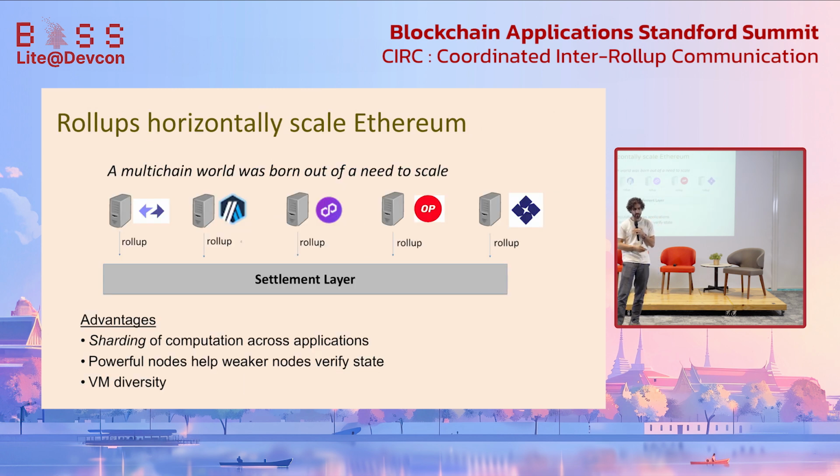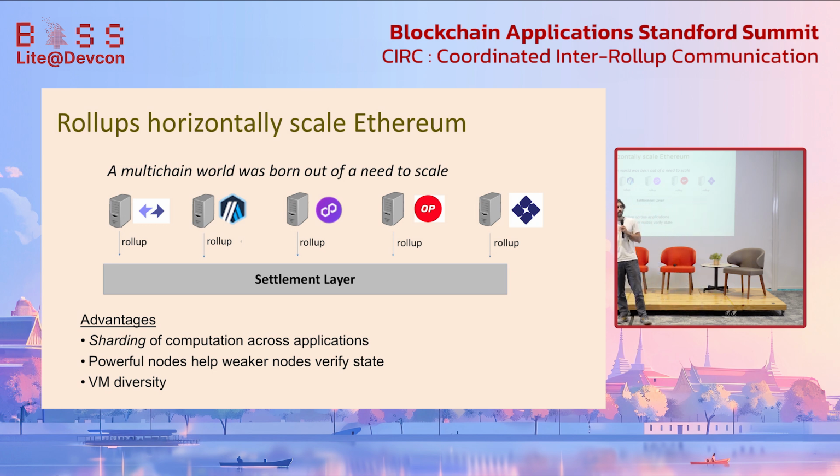Now, in the last 5 to 10 years, we have seen a multi-chain world explode on top of Ethereum, and this multi-chain world was born out of the need to scale. Right? Now, rollups horizontally scale Ethereum. What does that really mean? Well, they shard computation across many different applications that are processed independently. They allow powerful servers to also help weaker nodes, the validators of Ethereum, verify state. It also allows for virtual machine diversity.